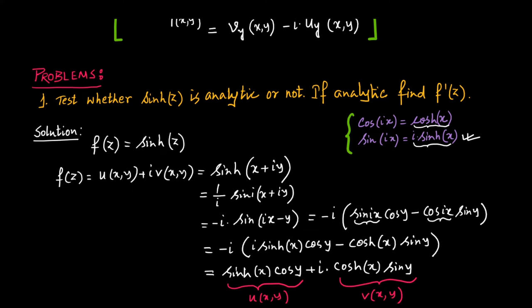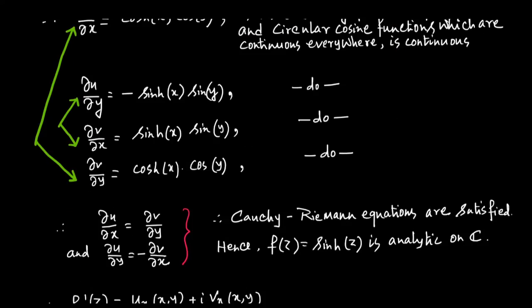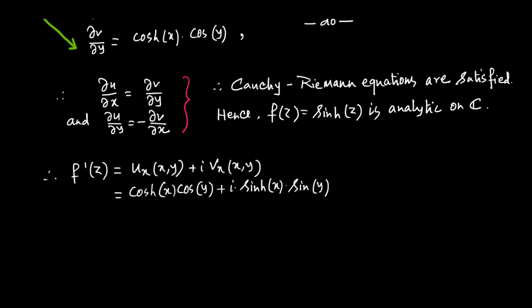Circular cosine ix is equal to hyperbolic cosine x, and circular sine ix is equal to i times hyperbolic sine x. So here I have i times hyperbolic sine x. So I can write hyperbolic cosine x is equal to cosine ix into cosine y plus i times hyperbolic sine x, that means circular sine ix, into circular sine y. So can you tell me what is written actually here?